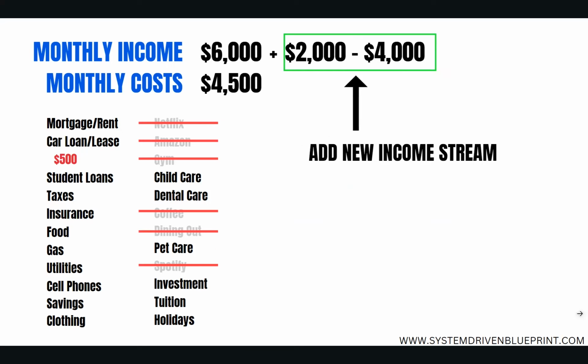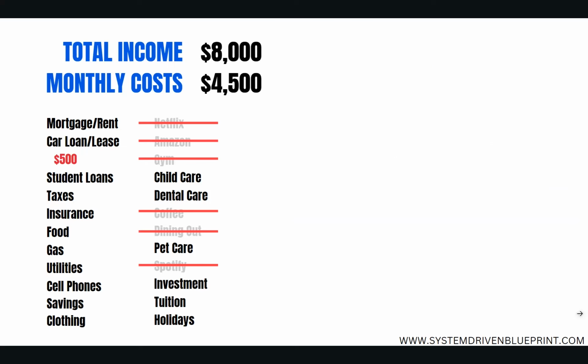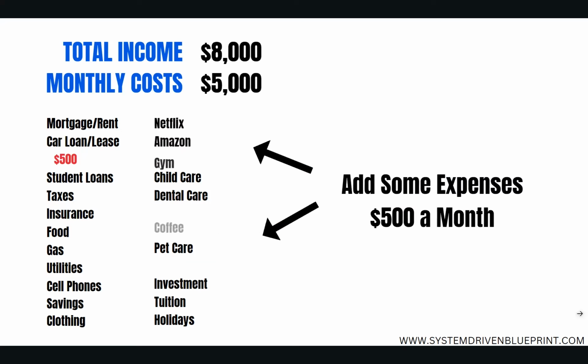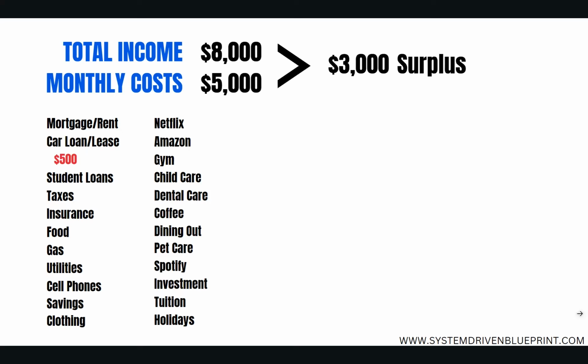So using an online business selling high demand digital products, you simply add a new income stream. In this example, we're using $2,000 to $4,000 per month. Let's use the $2,000. So now your total income is $8,000 per month, and your monthly costs are $4,500 a month. So now you're making an extra $2,000 a month. You're probably going to add back the Amazon, the Netflix, the gym membership, coffee, dining out, Spotify, things like that. You're going to live the life you've been accustomed to living, right? So just by adding an additional $2,000 a month in income, you've now created a surplus of $3,000 per month.